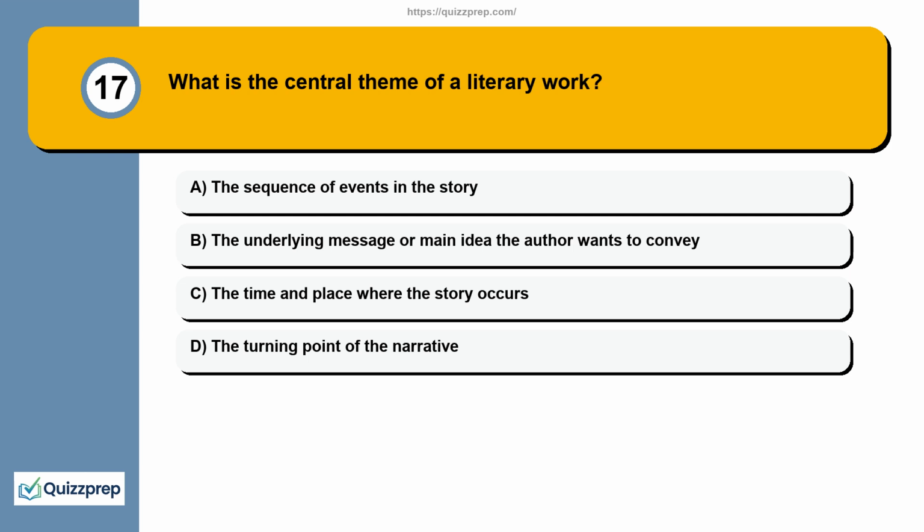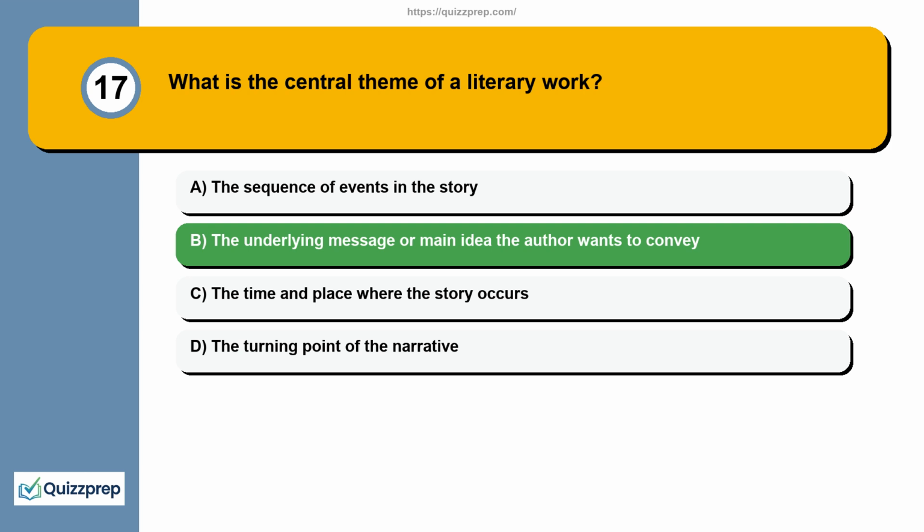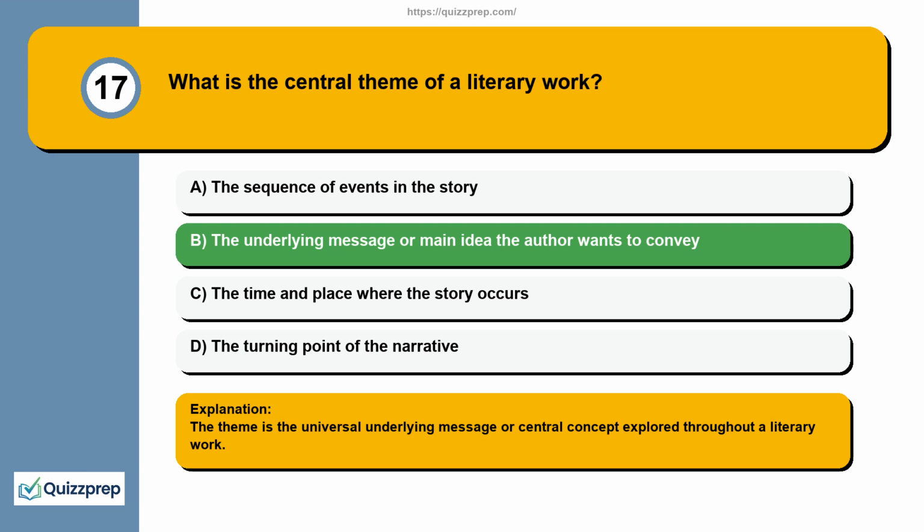Question 17. What is the central theme of a literary work? Here are your options. Option A, the sequence of events in the story. Option B, the underlying message or main idea the author wants to convey. Option C, the time and place where the story occurs. Option D, the turning point of the narrative. The correct answer is option B, the underlying message or main idea the author wants to convey. Explanation. The theme is the universal underlying message or central concept explored throughout a literary work.